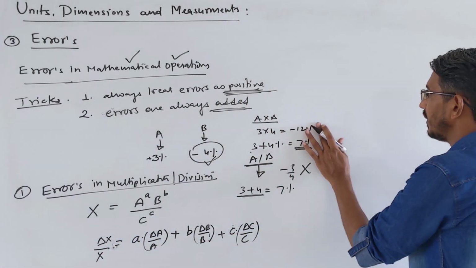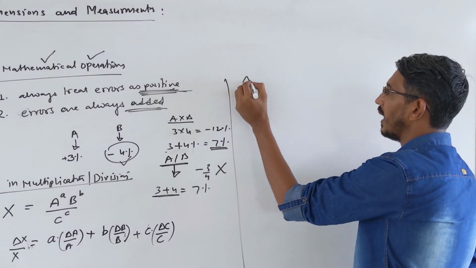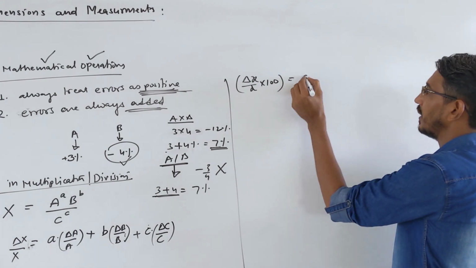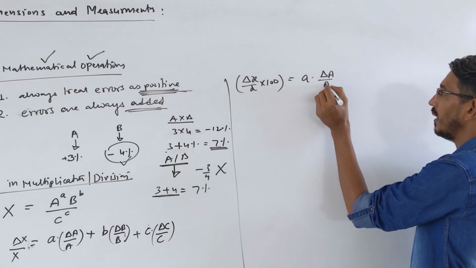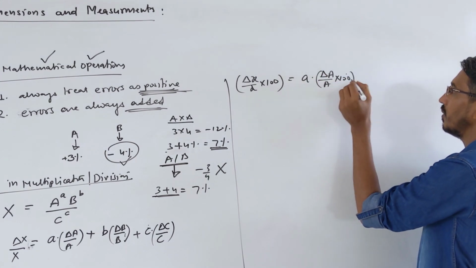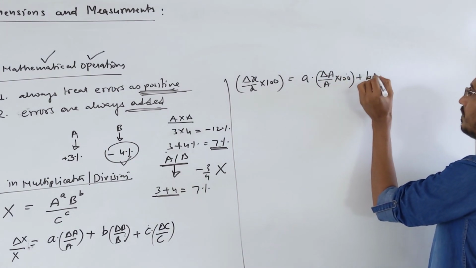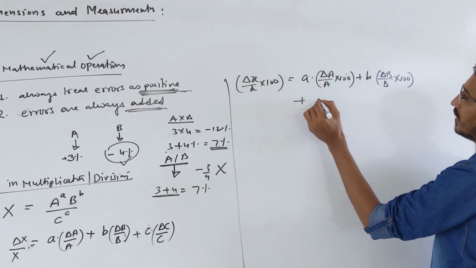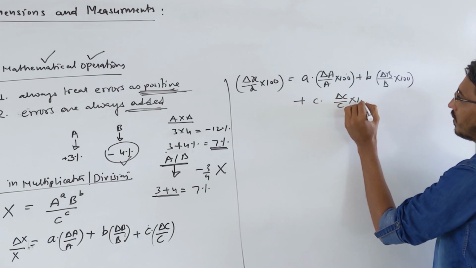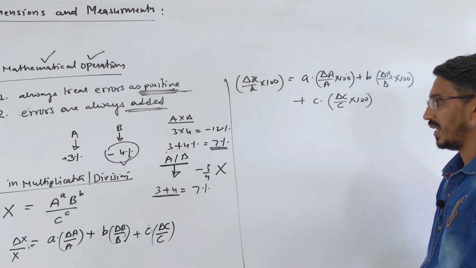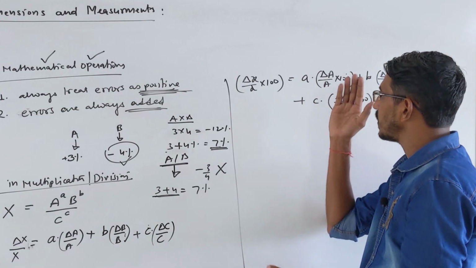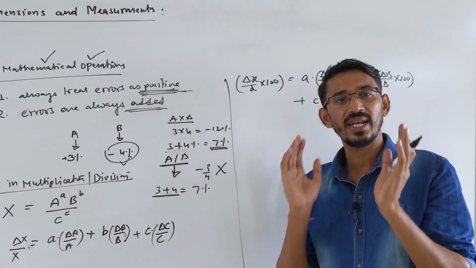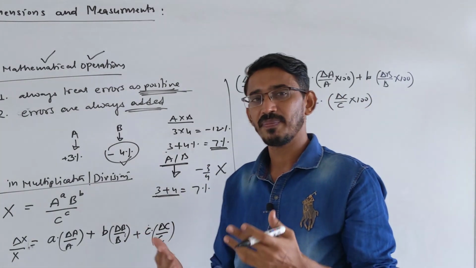So how will you write the same answer? You can write it like this: del x by x into 100, this is the percentage answer, is equal to a times del a by a into 100, plus b times del b by b into 100, plus c times del c by c into 100. This is the way to write, correct? In questions they can give absolute errors and correct values, or they can give percentage error, or they can give relative error. All types of examples I will discuss with you.